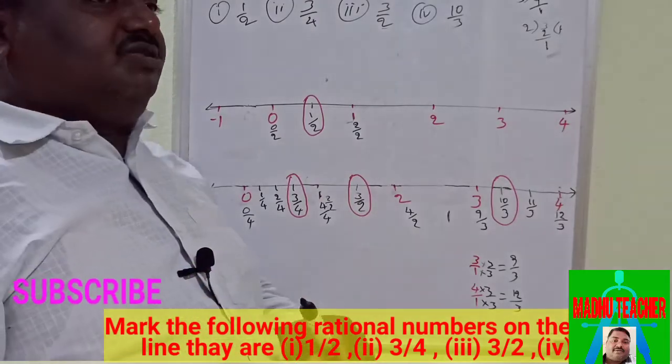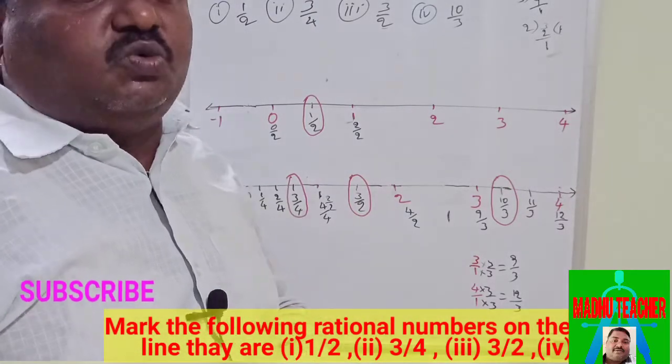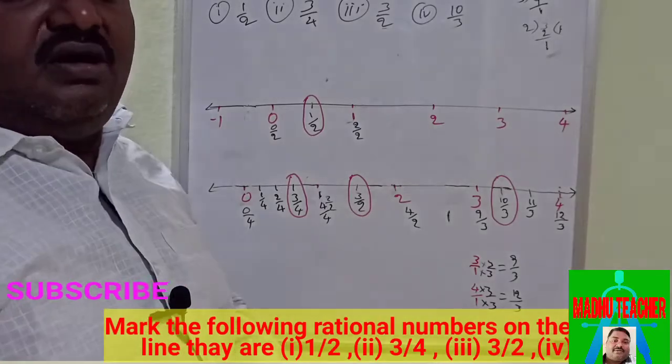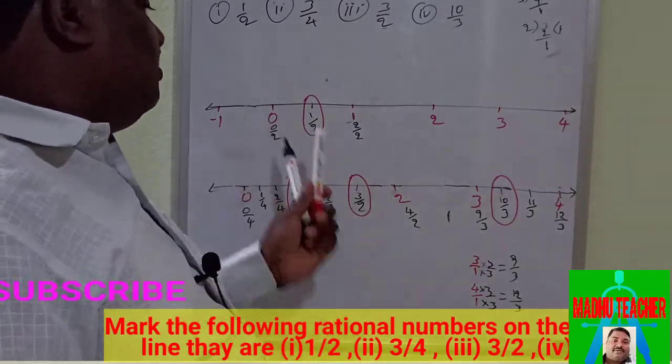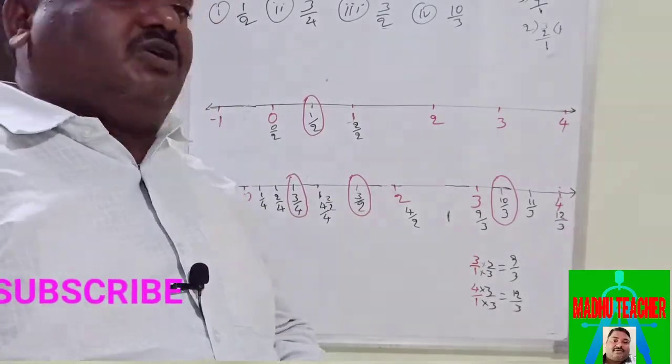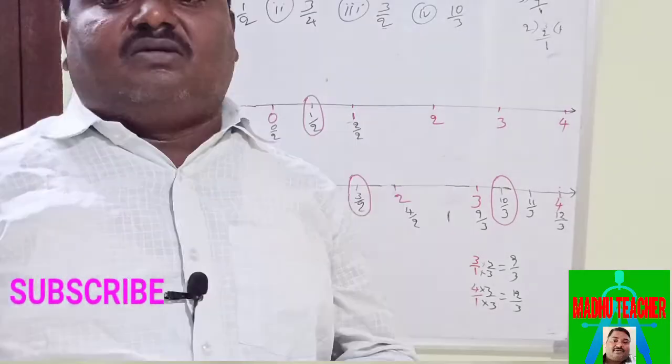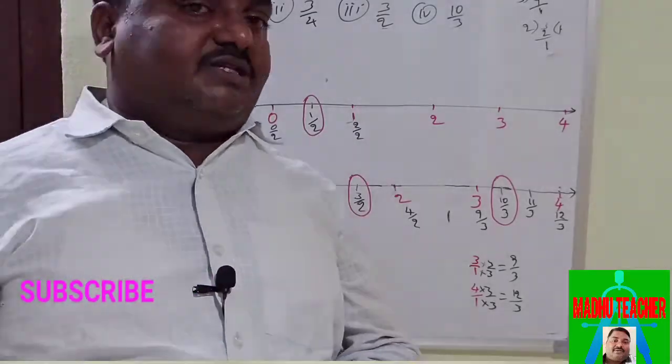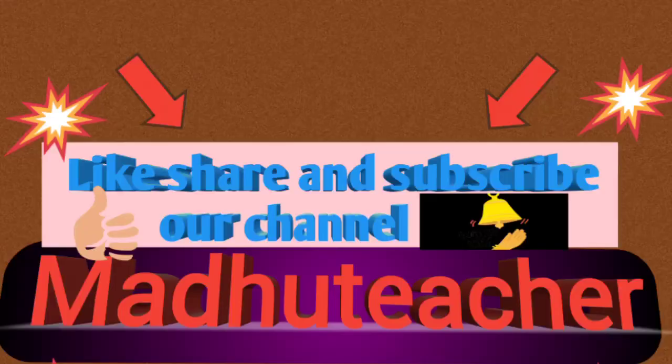Okay. This is the process to mark the rational numbers on the number line. You have to take some more problems. Practice the same. Thank you.